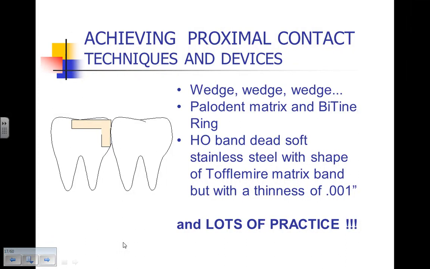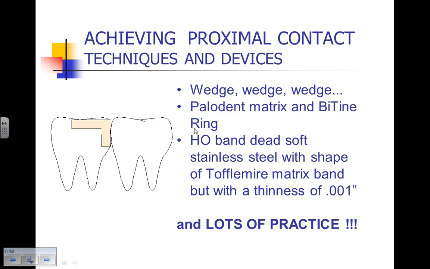To achieve proximal contact, we're going to use specialized techniques and devices. We need to pre-wedge the preparation before we start it. We anesthetize the patient, place the dental dam, and we place a wedge. We place the wedge firmly between the teeth. That wedge is going to give us rapid separation between the tooth that's going to be restored and the adjacent tooth. That's going to help us compensate for the thickness of the matrix band.